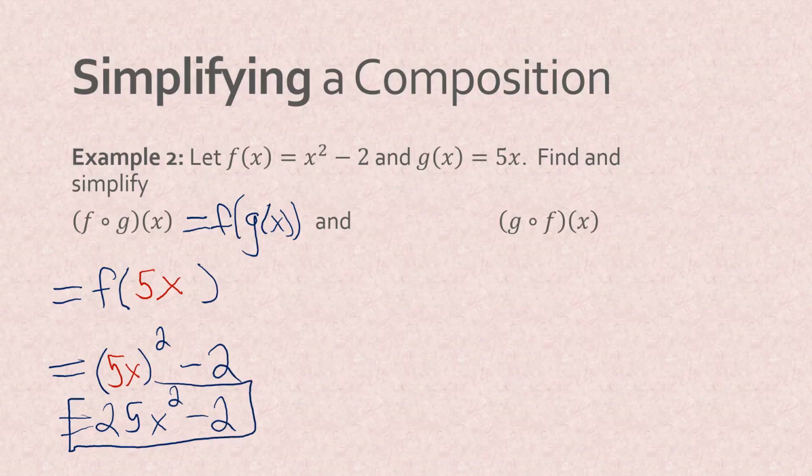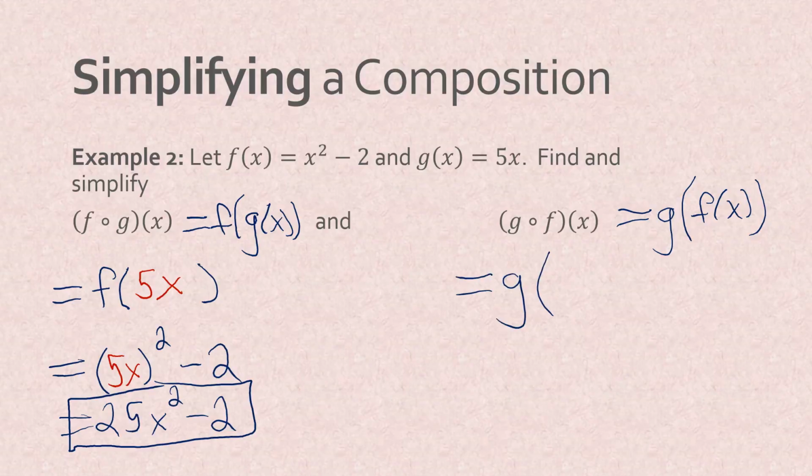Which now, if we need to evaluate our function f of g of x at several different x values, we can just use that expression instead of using the two-part process we did in the first example. Let's do that again here with g of f of x, using the fact that g composed with f of x is g of f of x. So that's g of an f of x, which is the expression x squared minus 2.